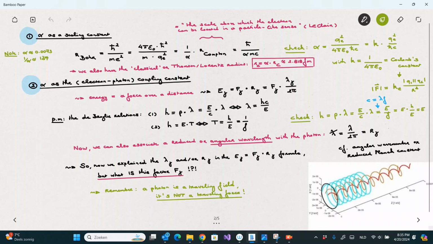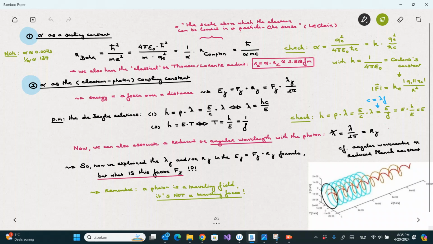It's not an infinitesimally small point, but sort of once a photon is within that scale, under the scale above which the electron can be located in a particle-like sense, there's a high chance that there will be scattering, hard scattering or elastic scattering. And so alpha pops up as a coupling. So what is the chance that an electron actually absorbs a photon or emits it?